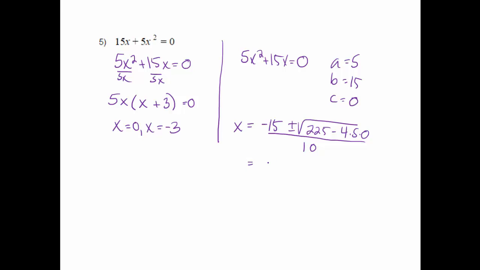Right, and then from here, we're going to get negative 15 plus or minus. If you type this square root into your calculator, you will get 15 over 10. Okay, so negative 15 plus 15 will be 0 over 10, which is 0. And then negative 15 minus 15 will be negative 30 over 10, which will be negative 3.